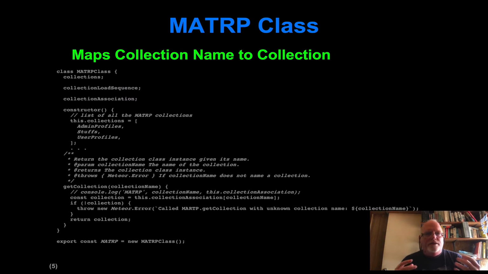I also added a MATRP class, and its job is to map the name of the collection to the actual collection. So you can get the collection given a collection name, and it's going to return the actual collection instance. For example, here's the list of collections that are in there. We have the admin profiles, the stuffs, and the user profiles. If you want more collections, you can add them here. And so now you can ask the MATRP class, the singleton instance, give me the collection for this name, and it will.